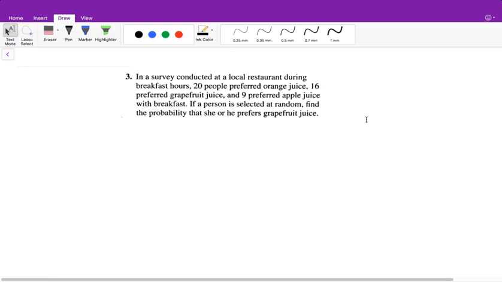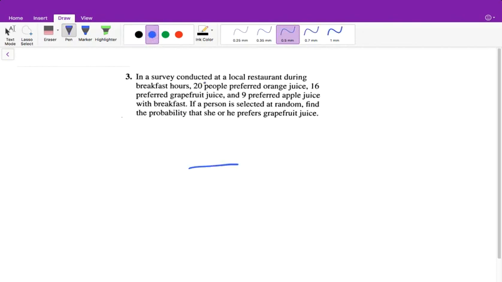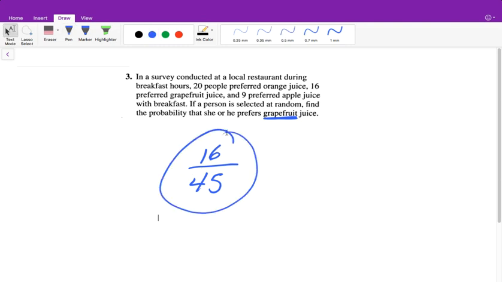All right, so this says, in a survey conducted at a local restaurant during breakfast hours, 20 people preferred orange juice, 16 grapefruit, and 9 preferred apple juice. If a person is selected at random, find the probability that he or she prefers grapefruit juice. So first we'd figure out how many total people we are picking out of. So 20 plus 16 is 36, plus 9 is 45. And then we need to look at how many people are part of the event that we want to take place. So grapefruit, there's 16 people that preferred grapefruit. So we need to see, are there any common factors between these? Can these reduce? And that will be your final answer.